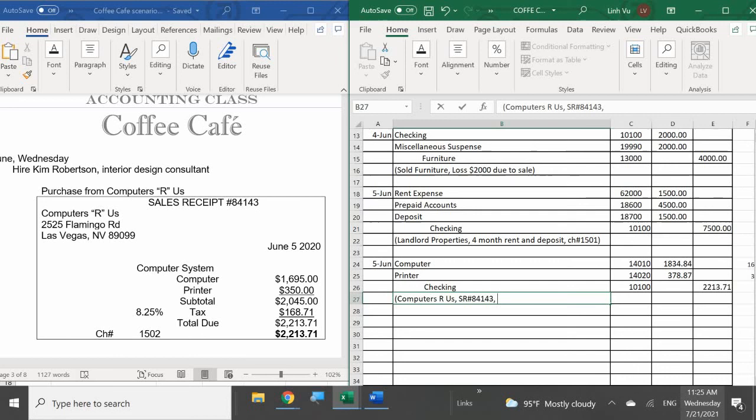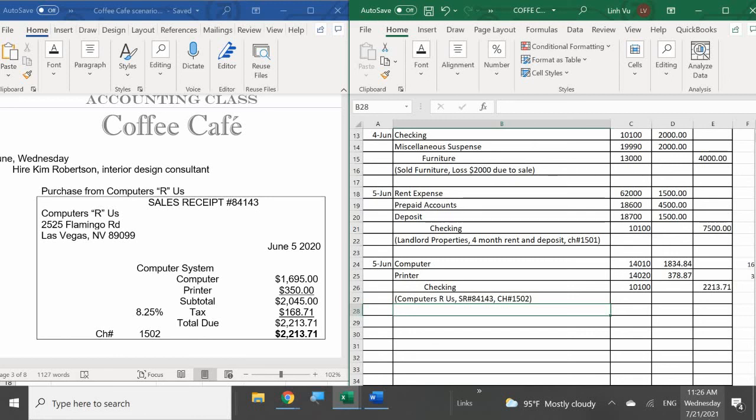In this case, I don't need to say I bought a computer and a printer, because look at my journals, look at my accounts. It's already straightforward that I bought a printer and a computer. So you don't need to repeat more information in your description than is already displayed. I know I bought a computer and a printer because I put them in the account for computer and printer. The next piece of information I'm going to put is, what was the check number that I wrote? Check number 1502. And there we have our journal there.